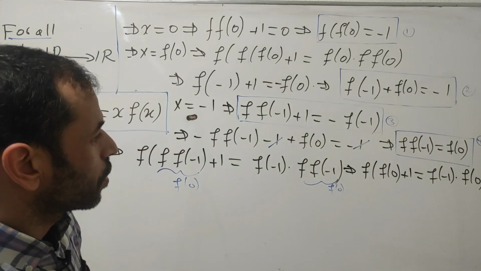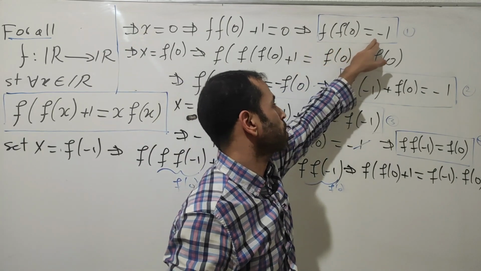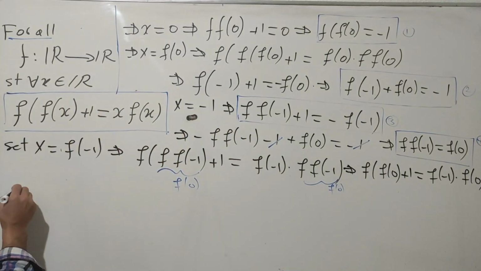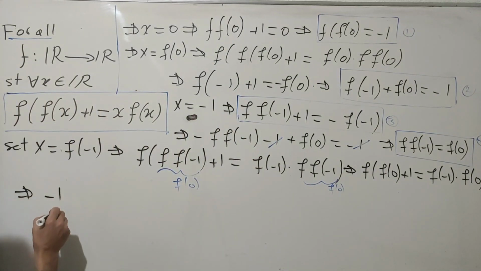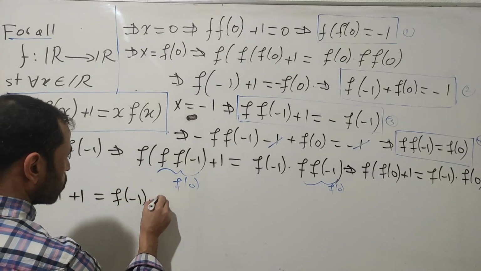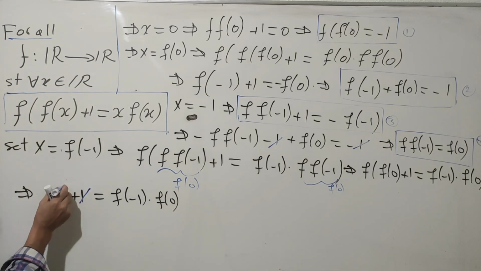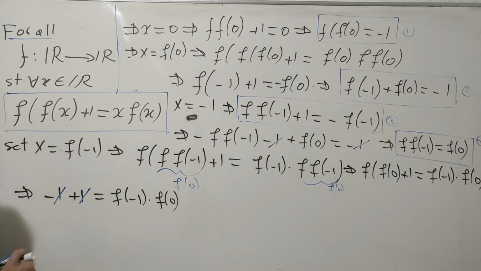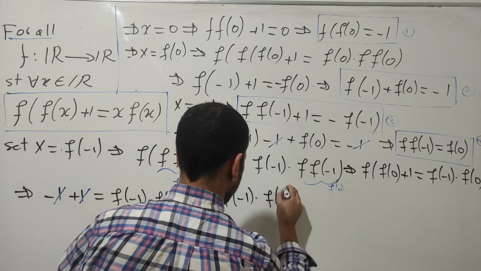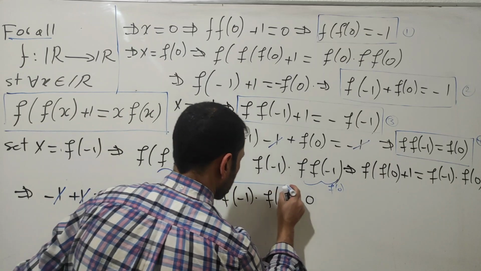Okay, then if we take a look again at the first equation, we get f of 0 equals minus number 1, which is going to be replaced into this one here. So I get minus number 1 plus number 1, which equals f of minus 1 is multiplied by f of 0. The nice thing here is that number 1 will be cancelled out with minus number 1. I will be left with a nice equation: f of minus 1 is multiplied by f of 0, which equals 0. Let's name this one as equation number 6.